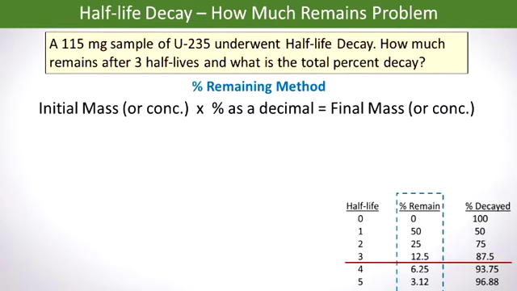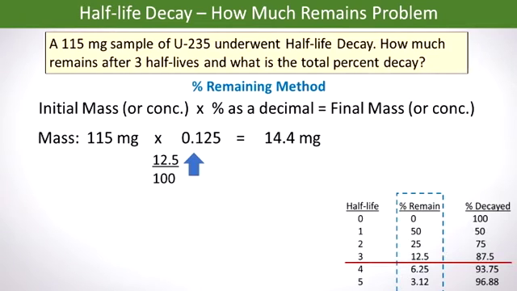equals the final mass. For our problem, we take 115 milligrams times 0.125, which is 12.5 divided by 100. That is, we convert our percent to decimal format. And when we do the math, we obtain 14.4 milligrams. 14.4 milligrams has the proper number of significant figures, 3, for this problem.